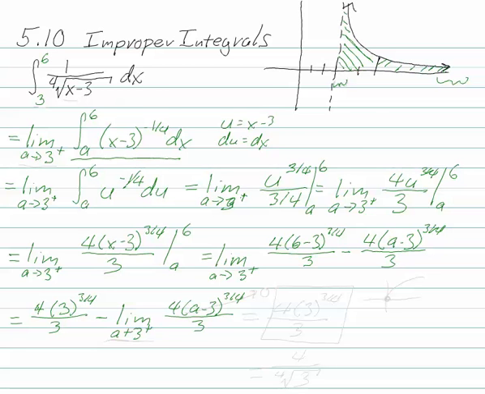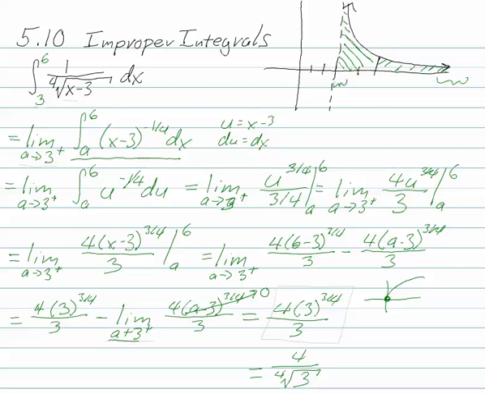Now as a gets close to 3 from the right, a is bigger than 3, so a minus 3 is always a positive number, so this makes sense. We're not taking the 4th root of a negative. As a approaches 3, a minus 3 approaches 0. The 4th root is continuous from the right side at 0. So this works, and we can go ahead and just say that that goes to 0. Since that goes to 0, we're left with 4 times 3 to the 3/4 over 3, which we can simplify as 4 over the 4th root of 3. But both answers would be completely fine.